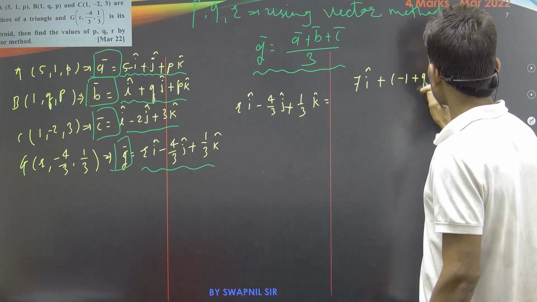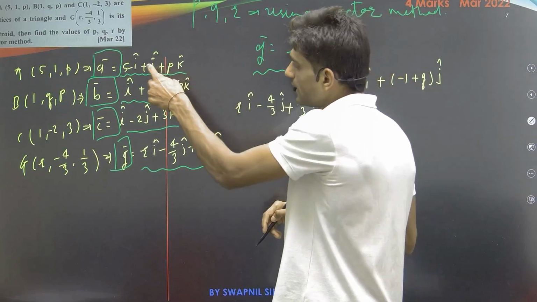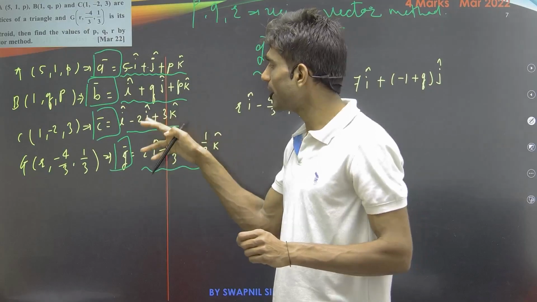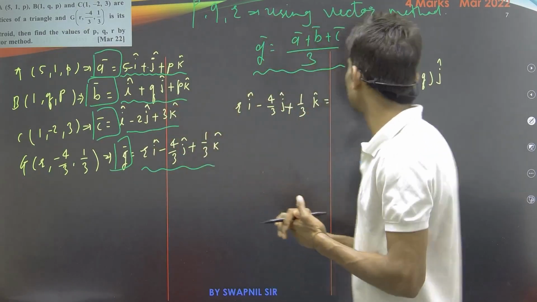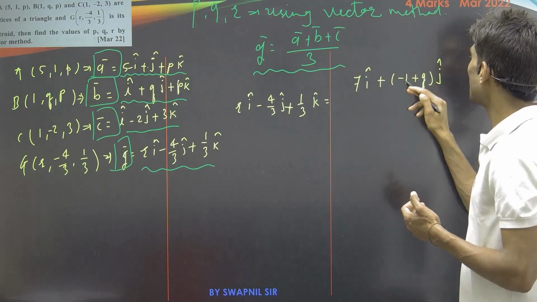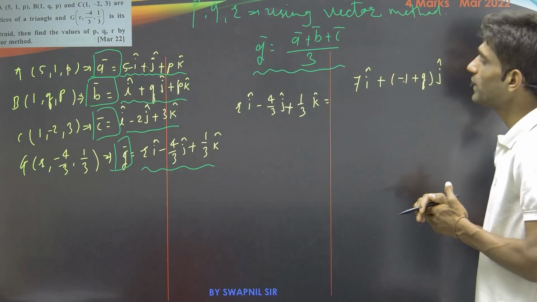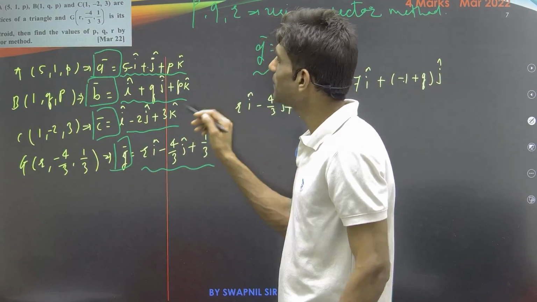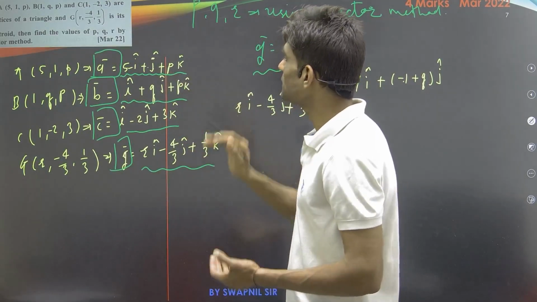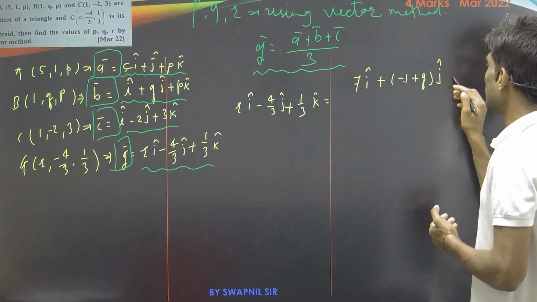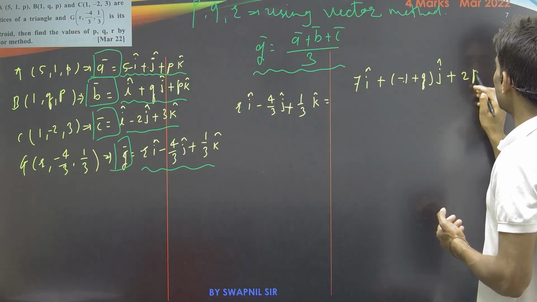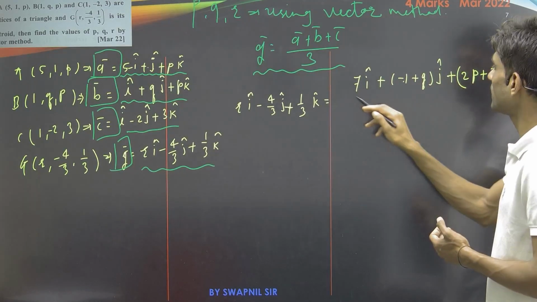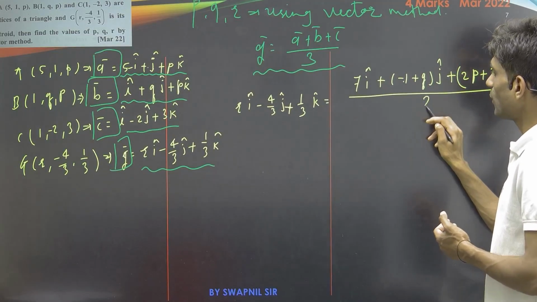So what I have done here: j cap plus j cap minus 2 j cap, only minus j cap remains. So minus j cap plus q j cap, that means I have taken j cap out here. Similarly, go for the addition of k cap: p k cap plus p k cap plus 3 k cap, that means 2 times p k cap plus 3 k cap. I have taken k cap common from here, with a denominator of 3.